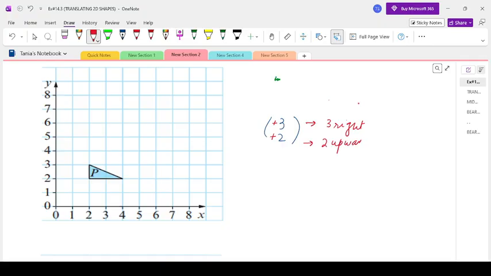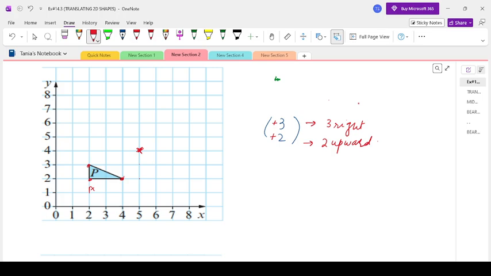upward direction. So this point, and this point we are dragging 3 to the right. So now we are dragging this point. How many? 3 to the right. 1, 2 and 3. This is 3 right and 2 up from this place. 1 and 2. So this must be the translated point of A.